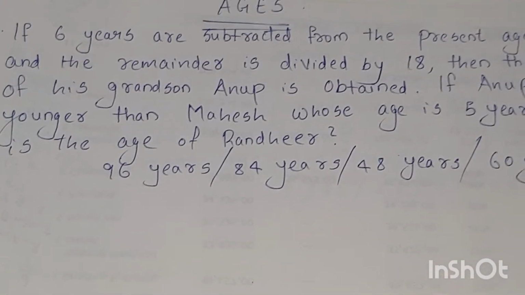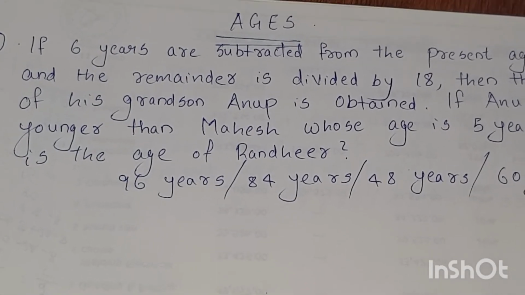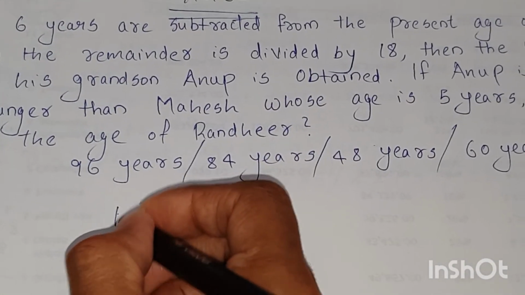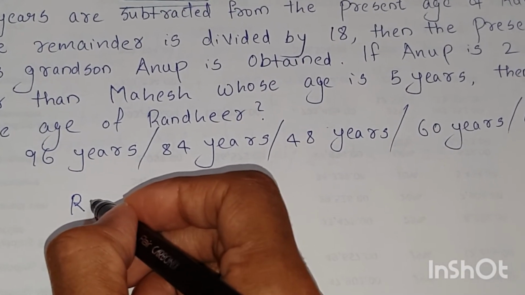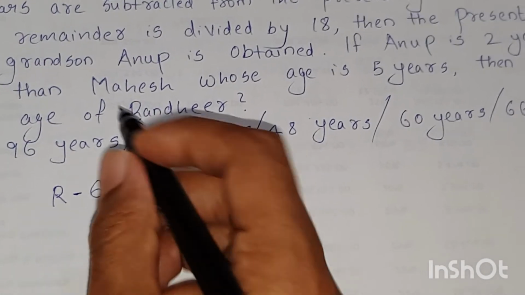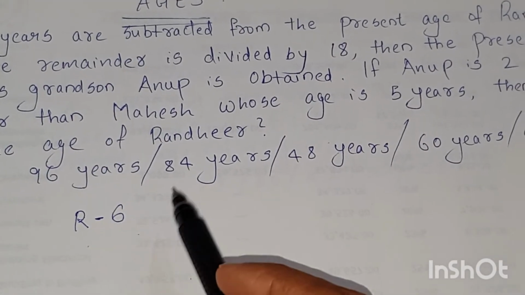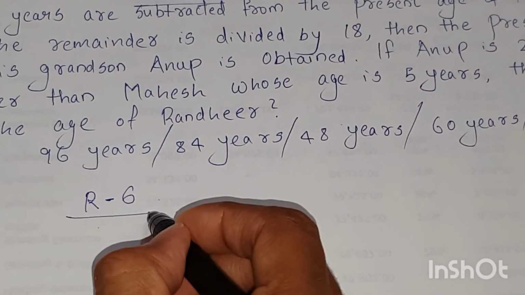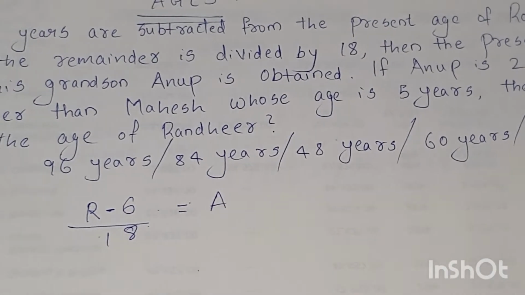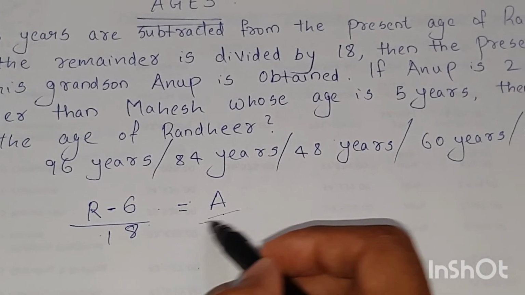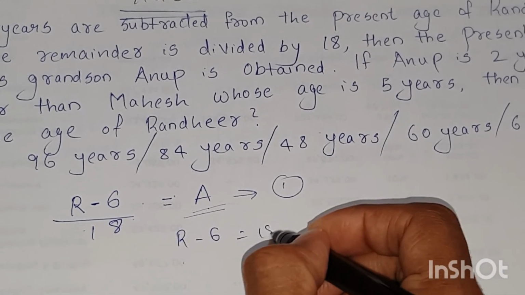So it is given that if 6 years are subtracted from the present age of Randhir, let the present age of Randhir be R. So R minus 6, and the resultant answer is then divided by 18, then the present age of his grandson Anoop is obtained. So let the present age of Anoop be A. Okay, so we got the first equation, right? From this, we can form R minus 6 is equal to 18A.